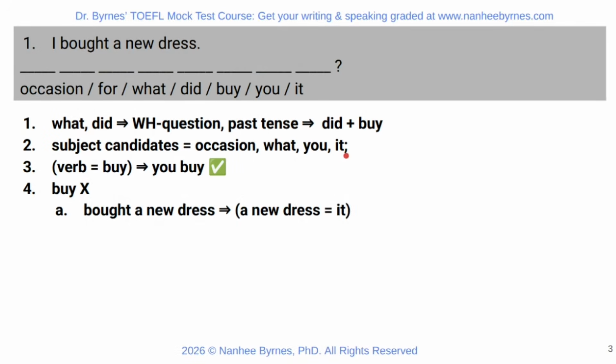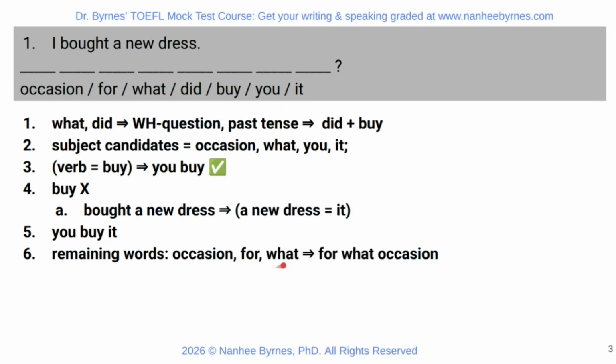The prompt says, I bought a new dress. This means we already know the thing that was bought, the dress. Therefore, the object of buy should be it. So we now have, you buy it. The remaining words are occasion, for, and what. So what and occasion must be the object of for. What can be a pronoun or a determiner. In this case, it functions as a determiner modifying occasion. So we get the phrase, for what occasion.